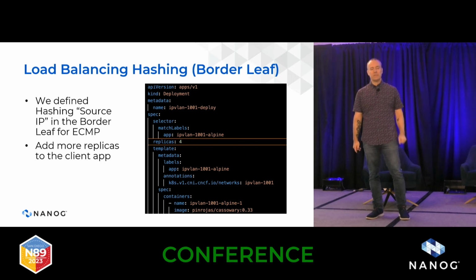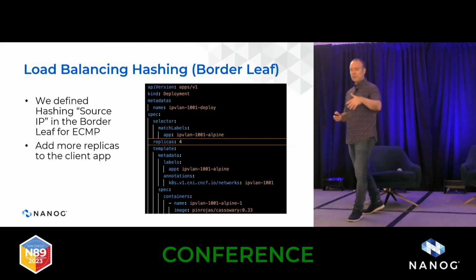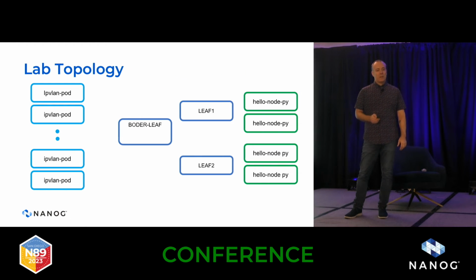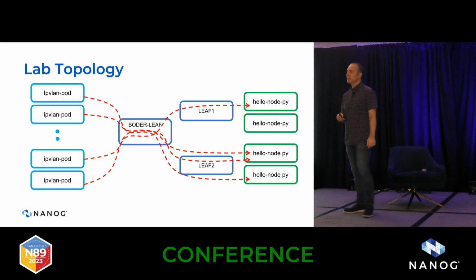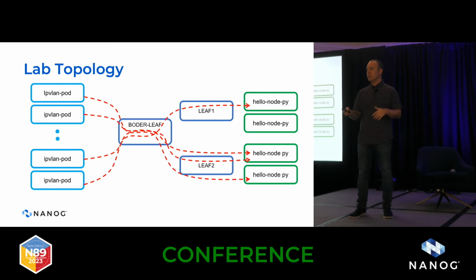I'm defining 4 replicas for my client. Again, I told you this is another Kubernetes cluster that is going to work as a client directly connected to my border leaf. You're going to see that I'm going to be playing with the replicas later. The idea is I can just go and start defining multiple replicas of my client, and through the border leaf, it's going to be spread to different nodes and pods in my cluster. And the way that I'm going to control that is using the hashing option that I have in my border leaf.